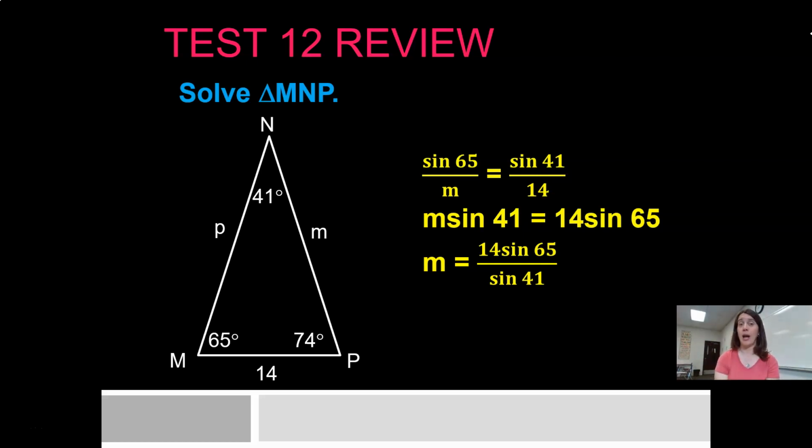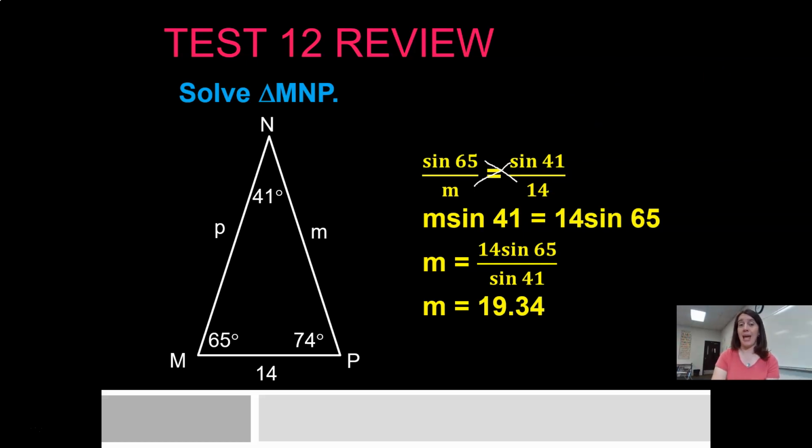Now that we have the letter m all by itself, we can finally go onto our calculator, and I came up with that m is 19.34. Make sure that you are doing this cross multiplication correctly. Some of you had it backwards. You were multiplying the m times the sine of 65 and the 14 times the sine of 41. Don't multiply going up. You multiply going across for cross multiplication in your question.